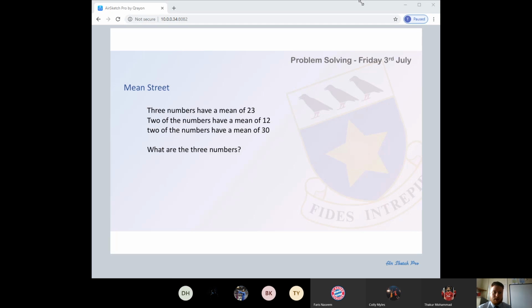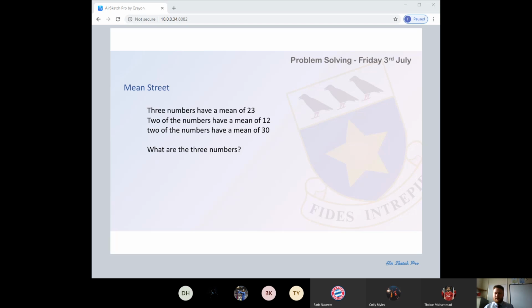So here is a question to start with, Mean Street. We've got three numbers. Two of the numbers have a mean of 12, and two of the numbers have a mean of 30. Can we work out what the three numbers are? I've changed the Poll Everywhere question. It is now, what are the three numbers? So you can have a look at that question and try to work it out.